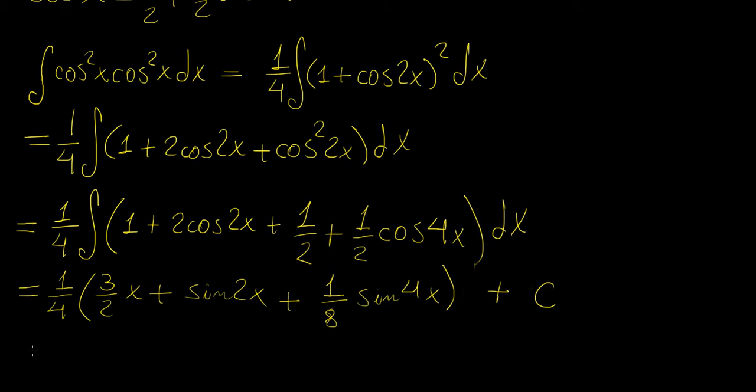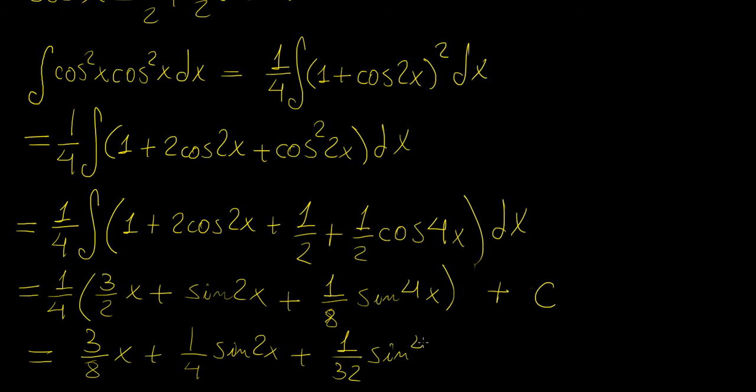And if we wanted to make this a little bit more explicit, we could say, okay, let's multiply this through. So this becomes 3 over 8 x plus 1 over 4 sine 2x plus 1 over 8 times 4, that's 32, sine of 4x plus some constant c. So this is going to be our final integral.